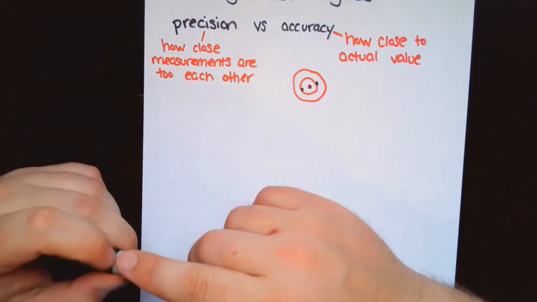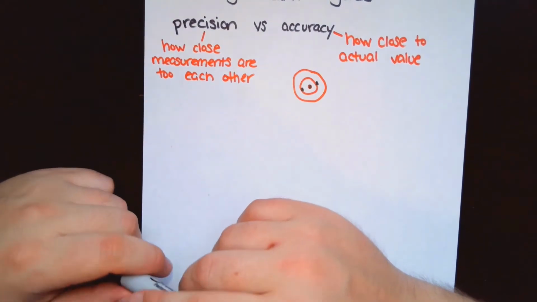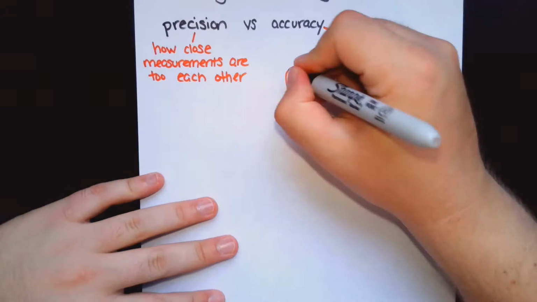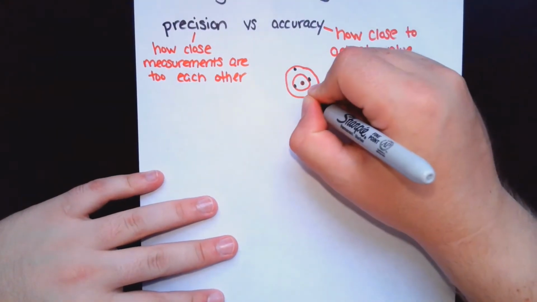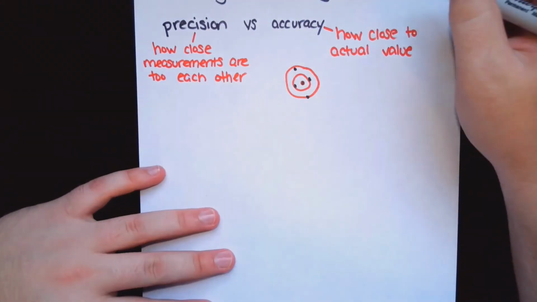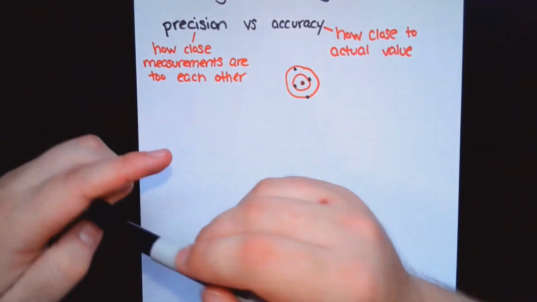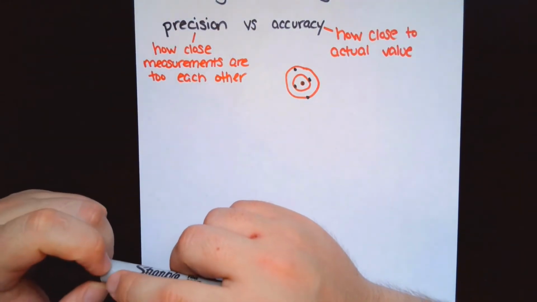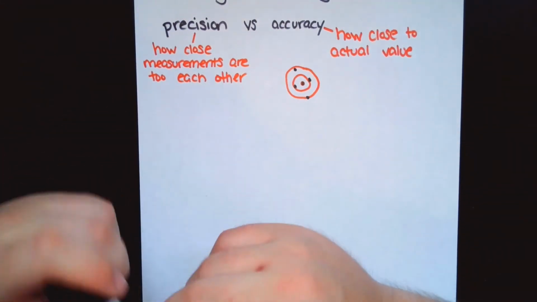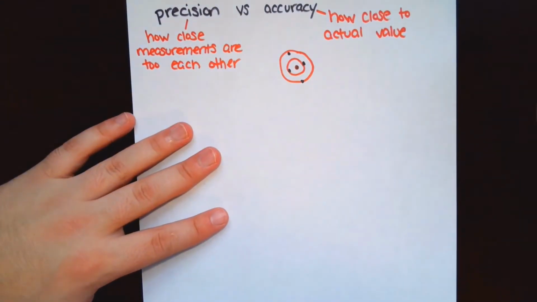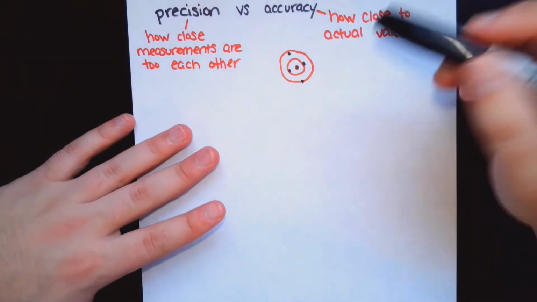So they were not precise. Your measurements were not close to each other. Let me throw a couple extra out there. Still, the average of these is about right in the middle, but you can see that there's a wide range of measurements, or where the darts hit. So these were not precise, but they were accurate.